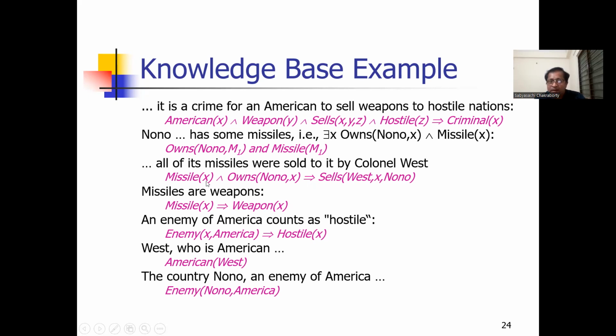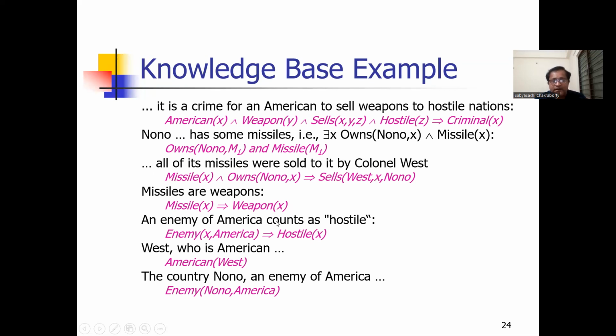That implies if X is a missile and Nono owns X, then it is concluded that West has sold X to Nono. Missiles are weapons. So X is a missile implies X is a weapon, because missiles are weapons. So those are the assumptions that are converted to the FOL. These black marked sentences are the assumptions or premises, and these violet marked lines are the converted first order logic, FOL.